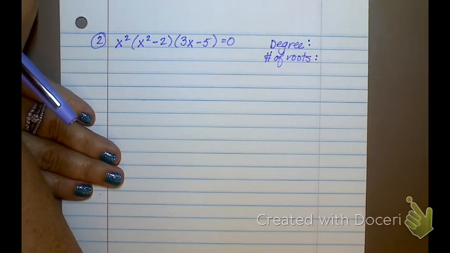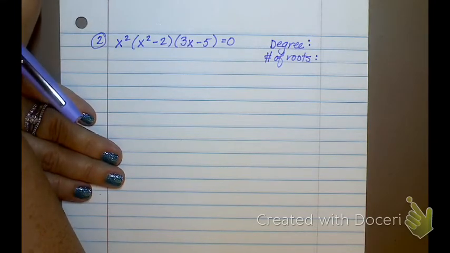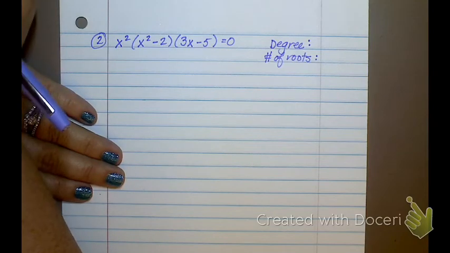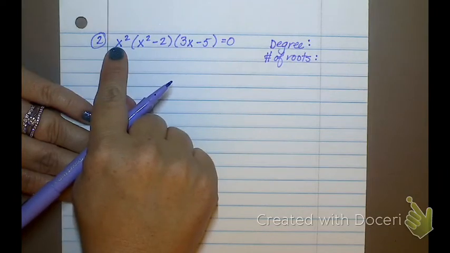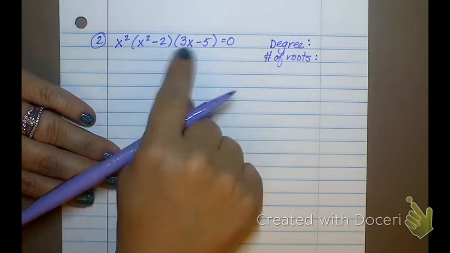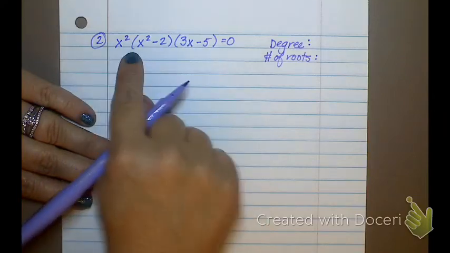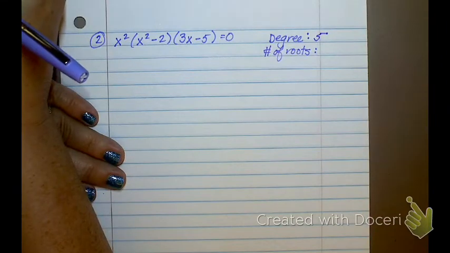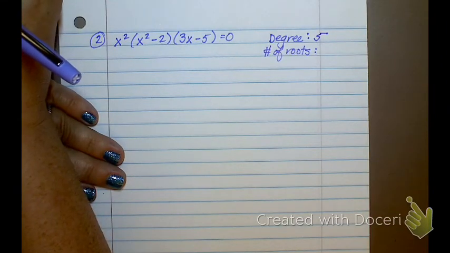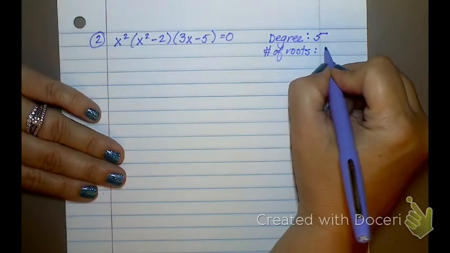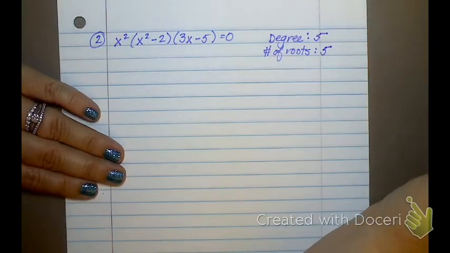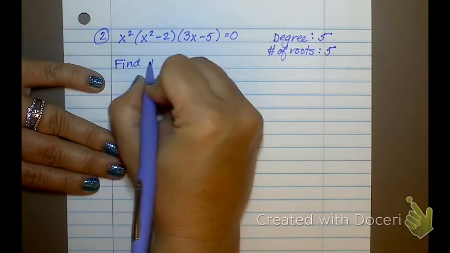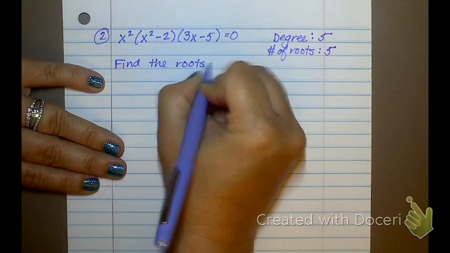Okay, first thing I want to know is what's the degree? Any guesses? How many are here? 2. How many are here? 2. How many are there? 2 and 2 and 1 is? 5. So in other words, when I multiply it out in standard form, I'm going to have x to the 5th as my leading term. Okay? That also means I have 5 roots total. Okay? So let's start off with the find the roots part.